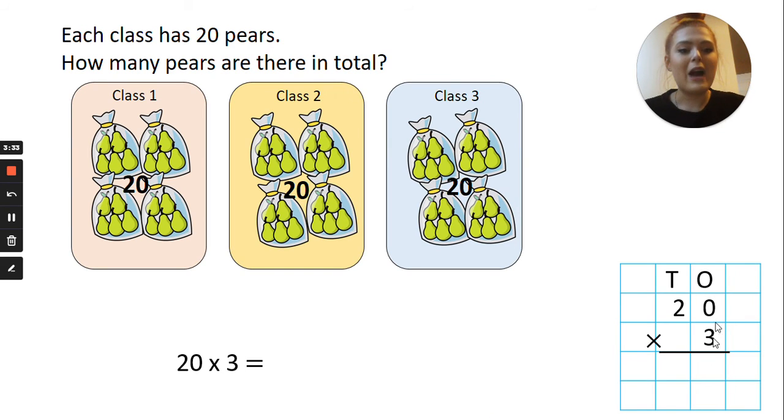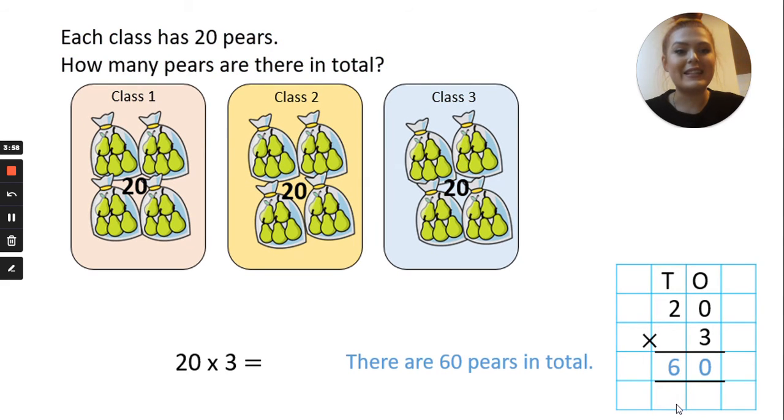First of all, we are going to calculate the ones column. So I've got 0 times by 3. 0 times by 3 is 0. So I write 0 directly below. Next, I'm going to work out my tens column. I have 2 10s times by 3. 2 times by 3 is 6. So I have 6 10s in my tens column. That gives me the total of 60. There are 60 pairs in total.